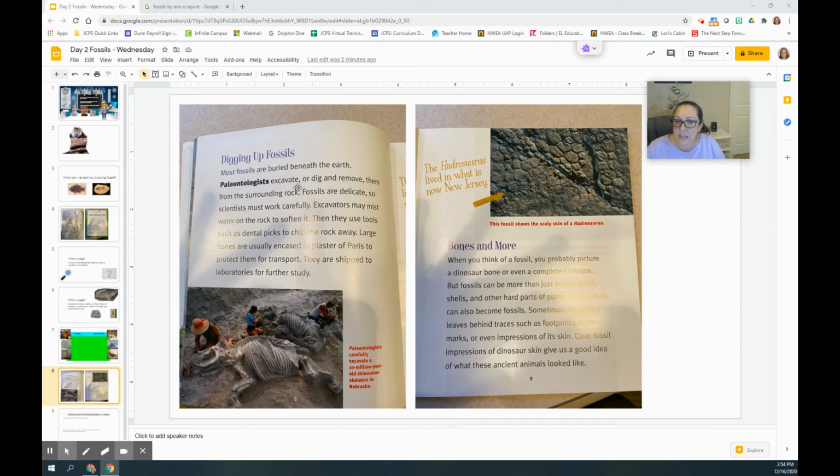So let's take a look at what it says in digging up fossils. Most fossils are buried beneath the earth. Paleontologists excavate or dig and remove them from the surrounding rock. Fossils are delicate, so scientists must work carefully. Excavators may mist water on the rock to soften it. Then they use tools such as dental picks to chip the rock away. Large bones are usually encased in plaster of Paris to protect them for transport. They are shipped to laboratories for further study.